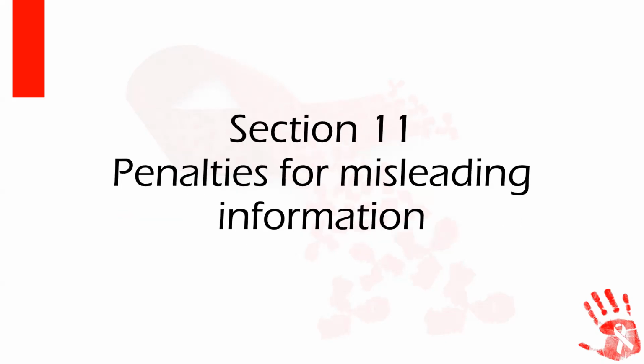Section 11 is all about the penalties for misleading information. Ano ito? Imprisonment for 2 months to 2 years without prejudice. Okay? Furthering suspension or revocation of the license of the professional or of the business if there is misleading information about HIV and AIDS.